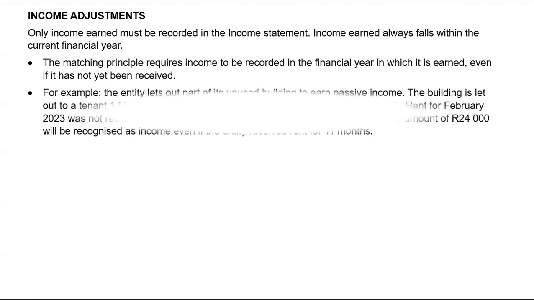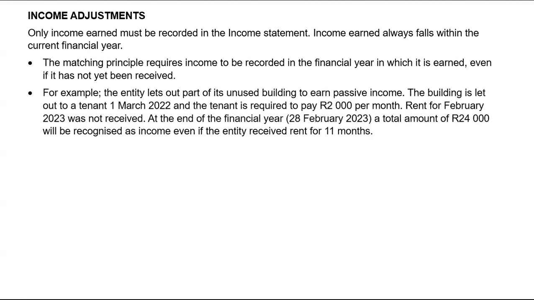Now, here's one example. The entity lets out part of its unused building to earn passive income. The building is let out to a tenant on the 1st of March 2022, and the tenant is required to pay 2,000 rand per month. Rent for February 2023 was not received at the end of the financial year, which is the 28th of February 2023. A total of 24,000 will be recognized as income, even if the rent received was only for 11 months.